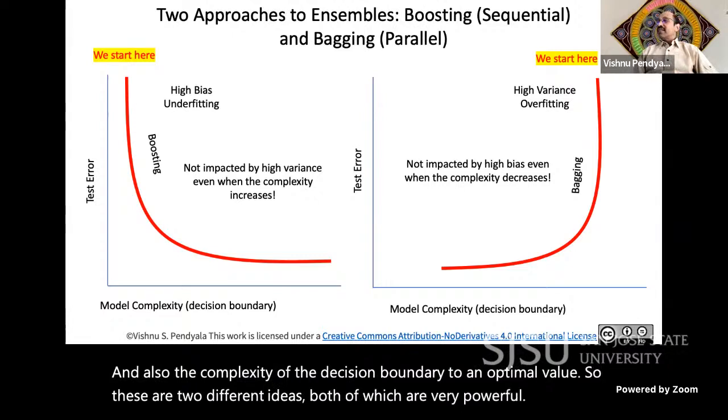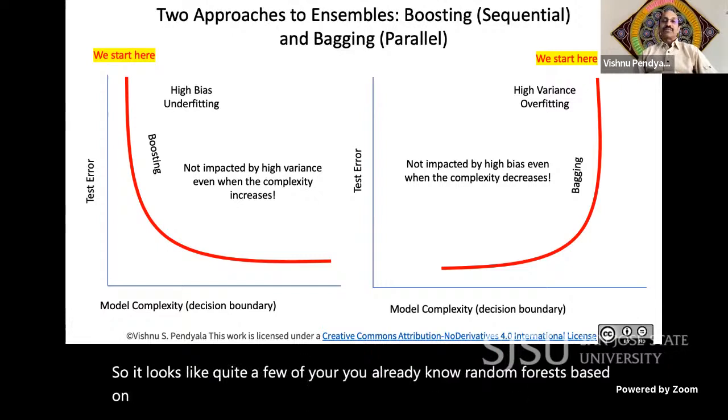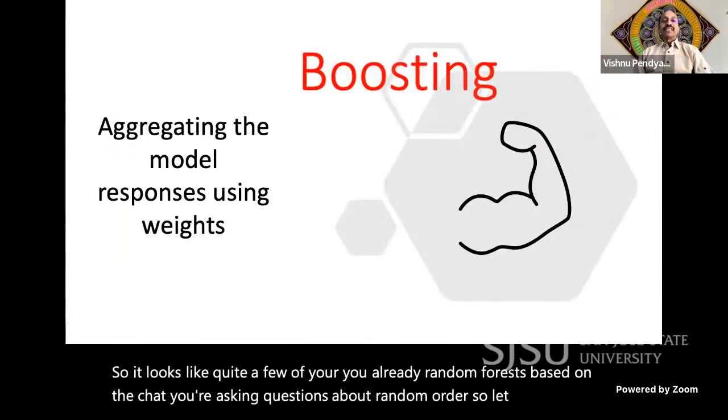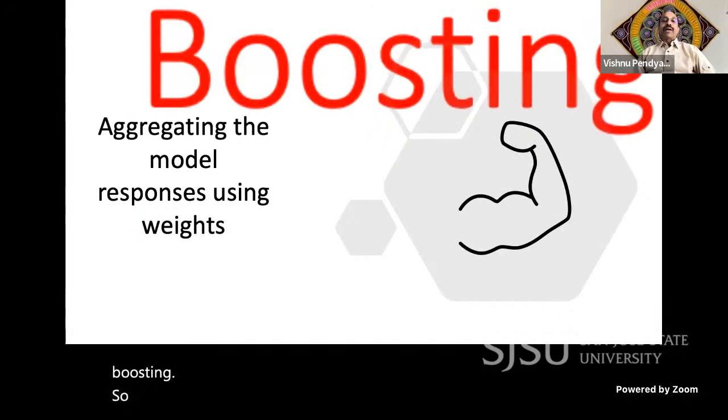So it looks like quite a few of you already know random forests based on the chat. You're asking questions about random forests. So let us start with boosting, right? So we'll start with high bias first.